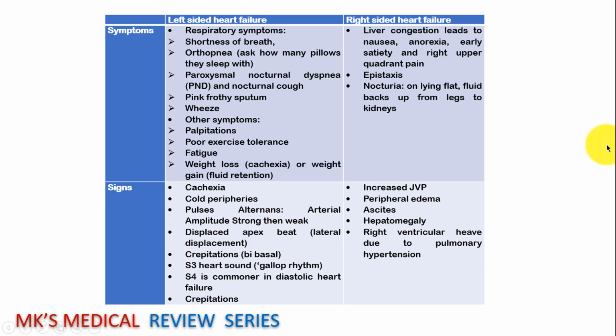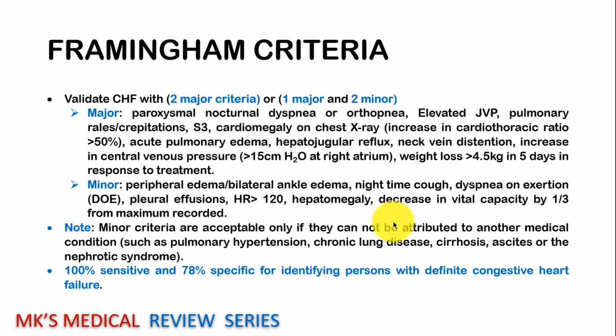And then in right-sided heart failure, you may have an increase in JVP, peripheral edema, ascites, hepatomegaly, and of course a right ventricular heave, which is due to a pulmonary hypertension. So if you place your arm across the sternum, then you feel as if your arm is being lifted off the chest. So you call that a heave.